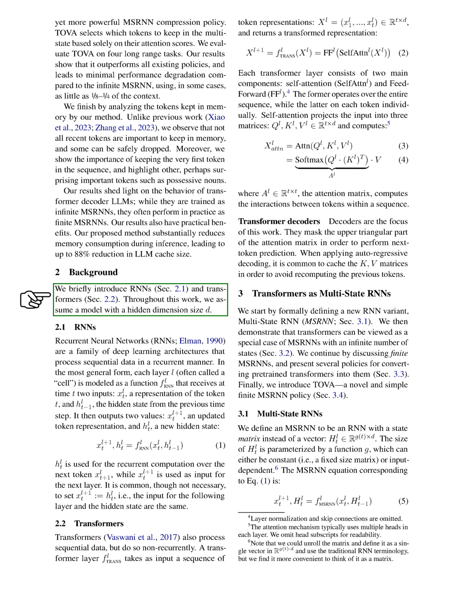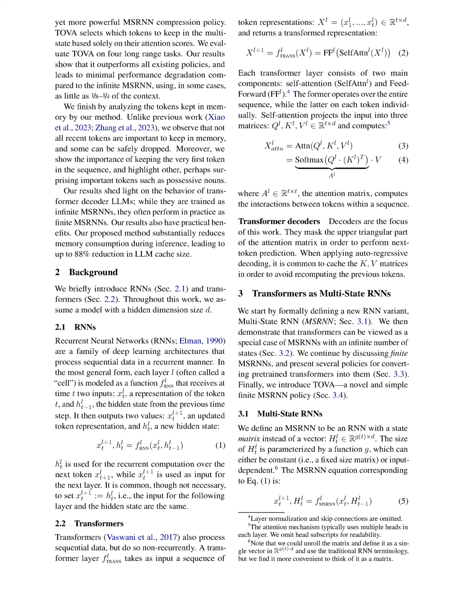The new hidden state is used for the recurrent computation over the next token, while the updated token representation is used as input for the next layer. Transformers, on the other hand, process sequential data in a non-recurrent manner. A transformer layer takes as input a sequence of token representations and returns a transformed representation. Each transformer layer consists of 2 main components, self-attention and feed-forward. The former operates over the entire sequence, while the latter on each token individually. Self-attention projects the input into 3 matrices and computes the interactions between tokens within a sequence.